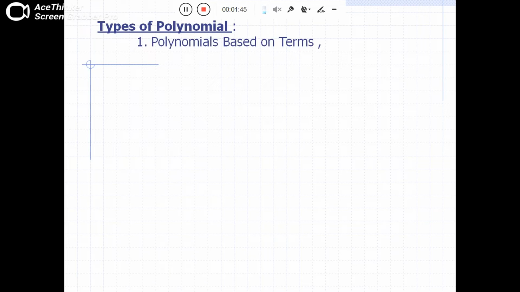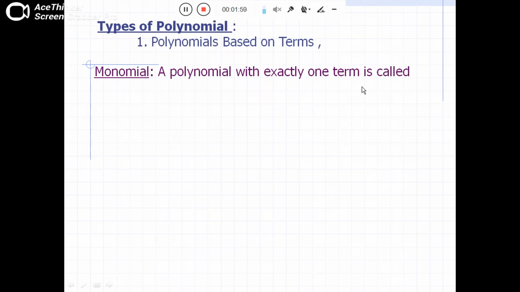Based on terms, these are the polynomials we are going to study. You have to see the number of terms, then you can divide. First, in this you will study the monomial. A polynomial with exactly one term. If there is one term, then it is called a monomial.